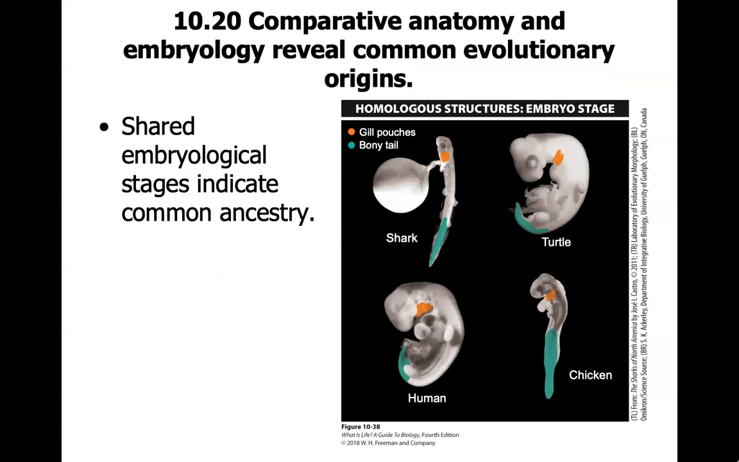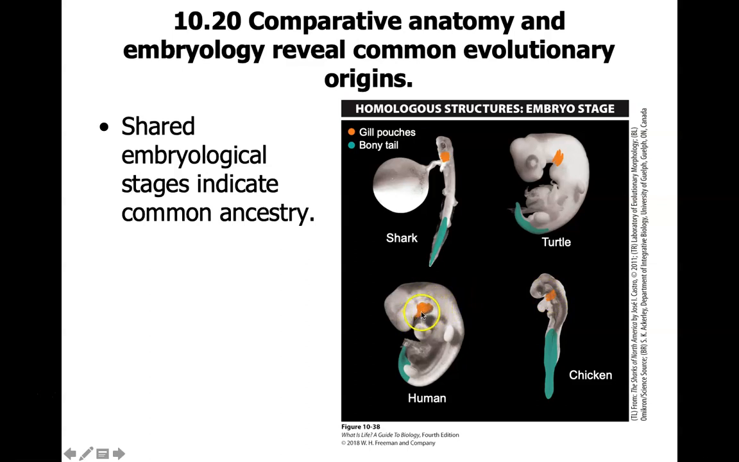So we can also look at the anatomy of organisms and the embryonic development of organisms to support evolutionary history. It is thought that shared embryological stages, that means shared development of the young organism, indicates a common ancestry. And the reason for this is that you can see similar structures in organisms that are not super closely related. So one of these structures is these gill pouches. This is shown to be found in sharks, turtles, humans, and chickens.